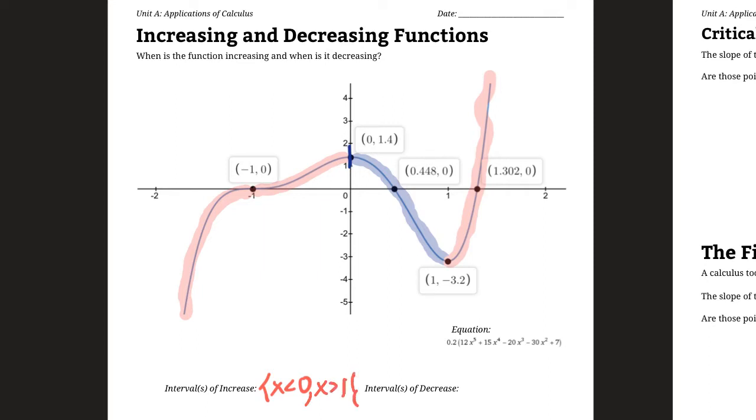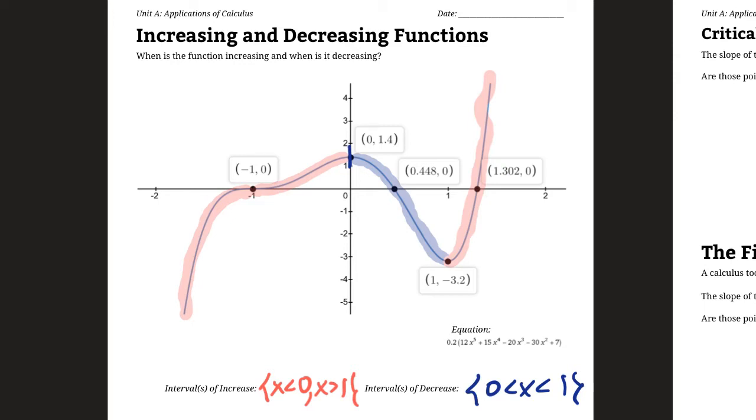So those are our intervals of increase. Our intervals of decrease, well, we only have one, and it's between 0 and 1. So we can say x is between 0 and 1. Okay? So that's when the graph is decreasing. Again, I didn't put less than or equal to because at those points, it's not actually increasing or decreasing. It's flat, essentially.